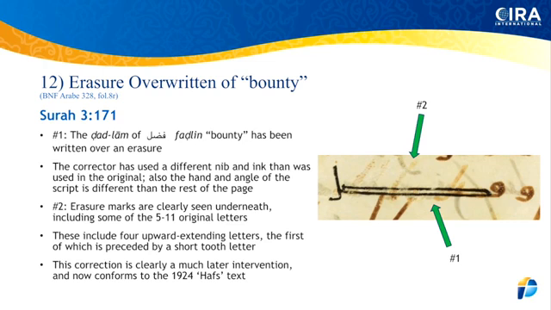So I want to say this. No one writes the word this way, very elongated, just to basically fill a gap. That tells me right there something was there, was erased, and the only solution to the problem was to just elongate the dad and add the lam there to make it look like it was the intended word. So you have the dad lam of the fadlin, which is the word bounty. That's right. Has been written over an eraser.